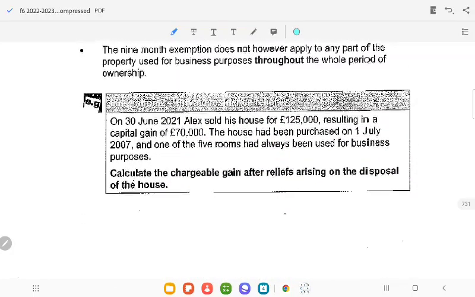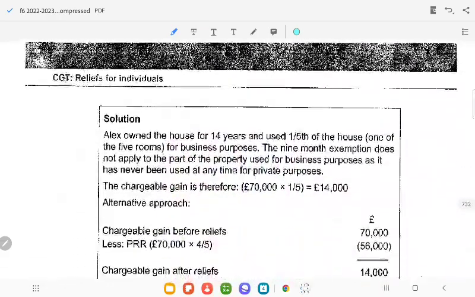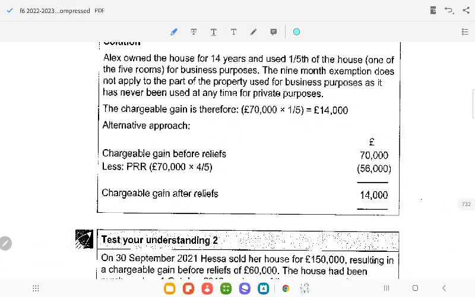So, for example, on 30th June, Alex sold his house for 1,25,000, resulting in a gain of 70,000. The house had been purchased on 1st July, and one of the 5 rooms had always been used for business purposes. So, this 1/5 portion of the gain would not qualify for private residence relief. So, this becomes a chargeable gain. The 1/5 of the total gain becomes chargeable.